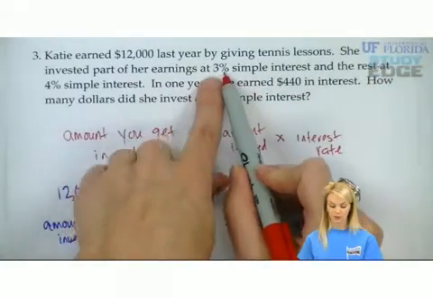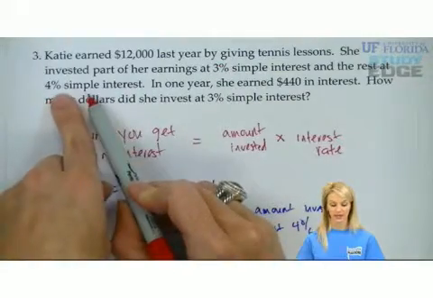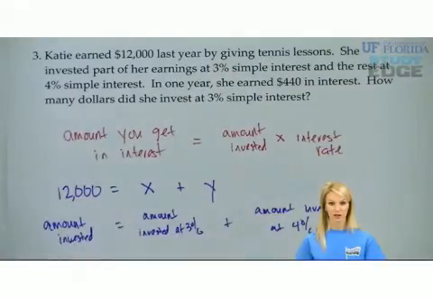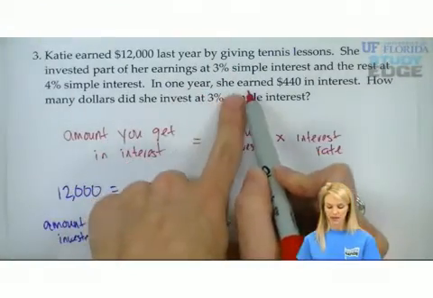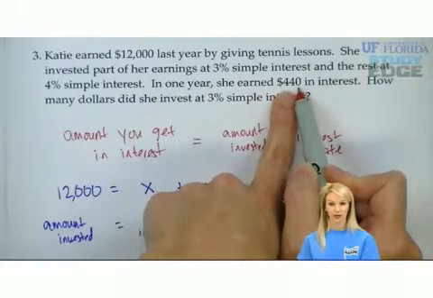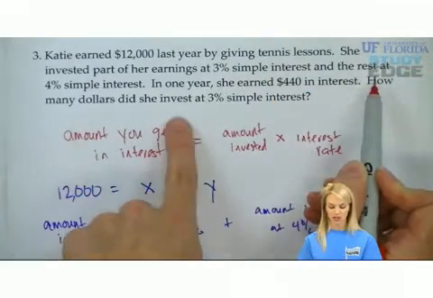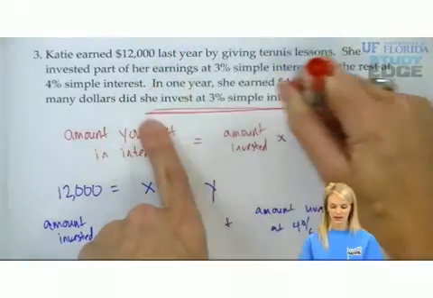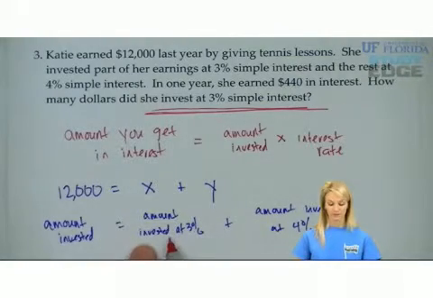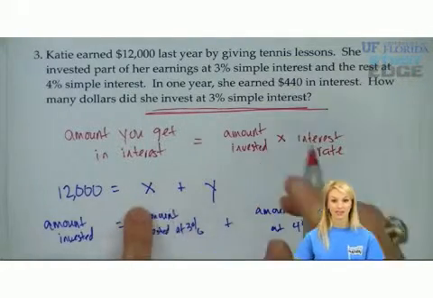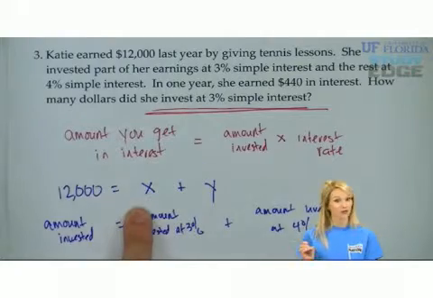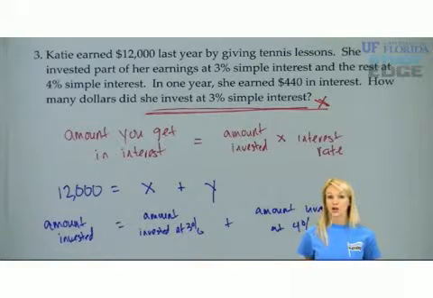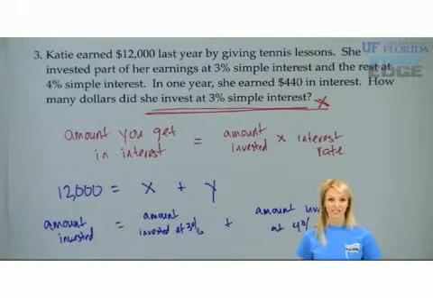We know that we have 3% interest for part of it and 4% interest for the other part. So X is going to be invested at 3% and Y is going to be invested at 4%. In 1 year, she earned $440 in interest. How much did she invest at 3%? So the amount that she invested at 3%, what did we call that? Well, that was what we called X. So ultimately, we're trying to solve for X. We're trying to figure out that value for X. Can we do that yet? No, but we can set up another equation to help us get there.